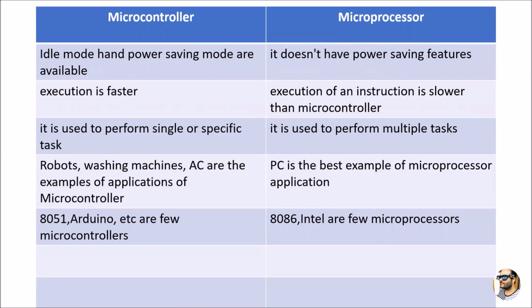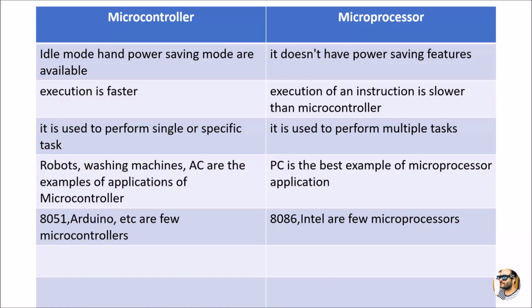Coming to the microcontroller, as the instructions are very few and the coding is very little, execution will be faster. And coming to the microprocessor, as the instruction set is very complex or we are using an assembly language kind of program, the execution of an instruction is somewhat slower compared to the microcontroller. A microcontroller is specially designed to perform a single or specific task. And a microprocessor is mainly used in PCs and is used to perform multiple tasks.